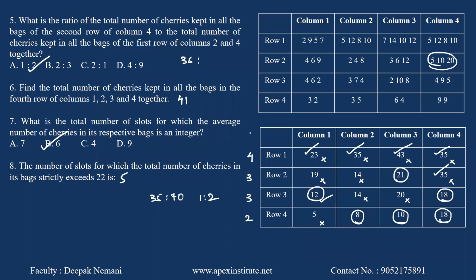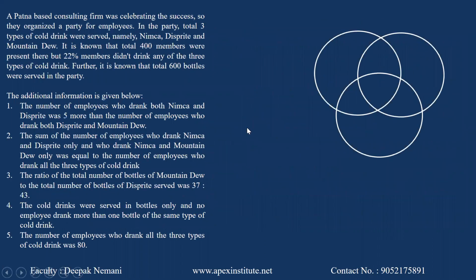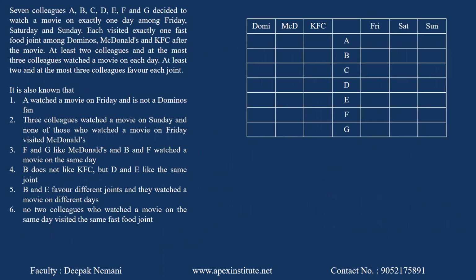Now coming to the next question or next set. So 7 colleagues A, B, C, D, E, F, and G decide to watch a movie on exactly one among Friday, Saturday, and Sunday. So you have 7 people watching a movie in 3 days. So on each day you'll have at least one person, or more, on some days you'll have more than one person watching a movie. And they visited exactly one fast food joint among Domino's, McD, and KFC.